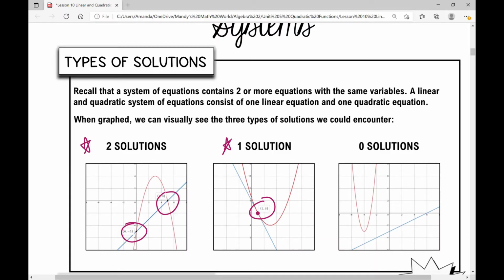And then you could have a type of solution where you have zero solutions, meaning there's no intersection at all, right? So this blue line that's graphed doesn't intersect that parabola at all. So those are the three types of solutions that you would encounter.